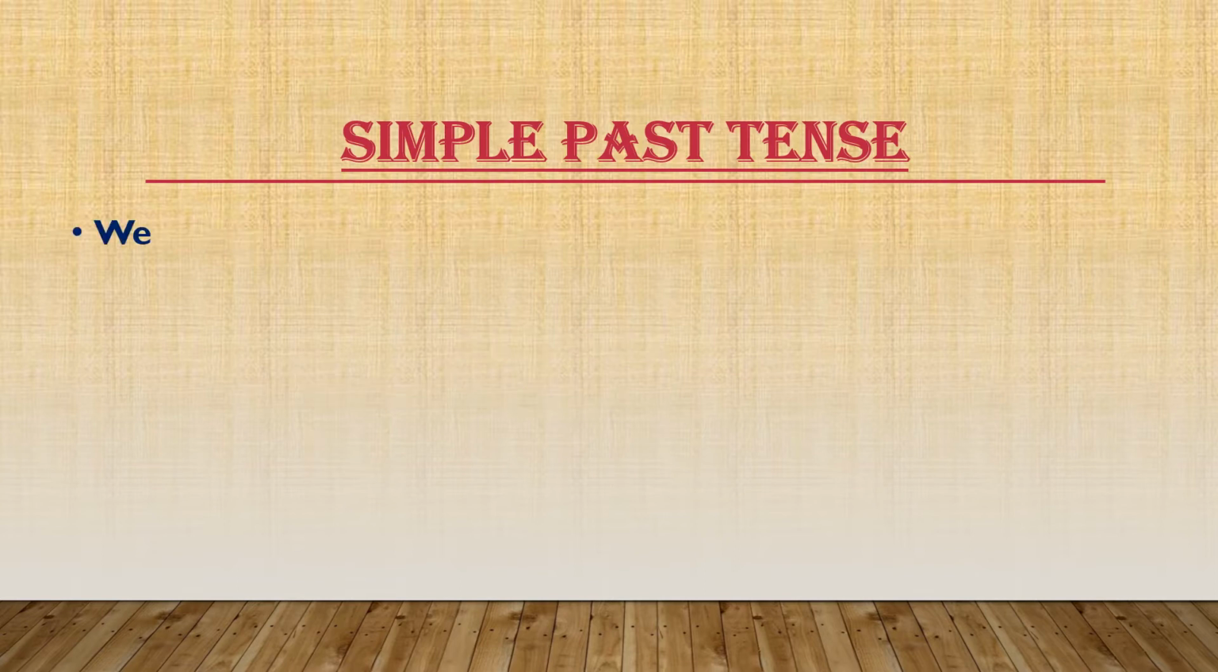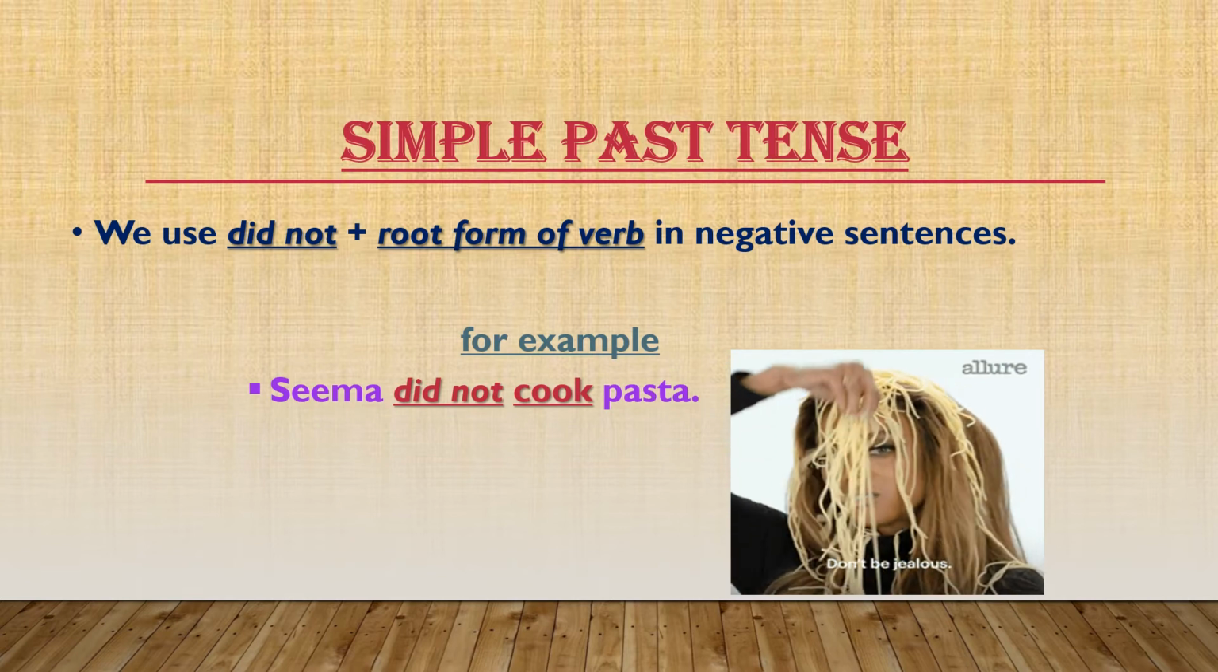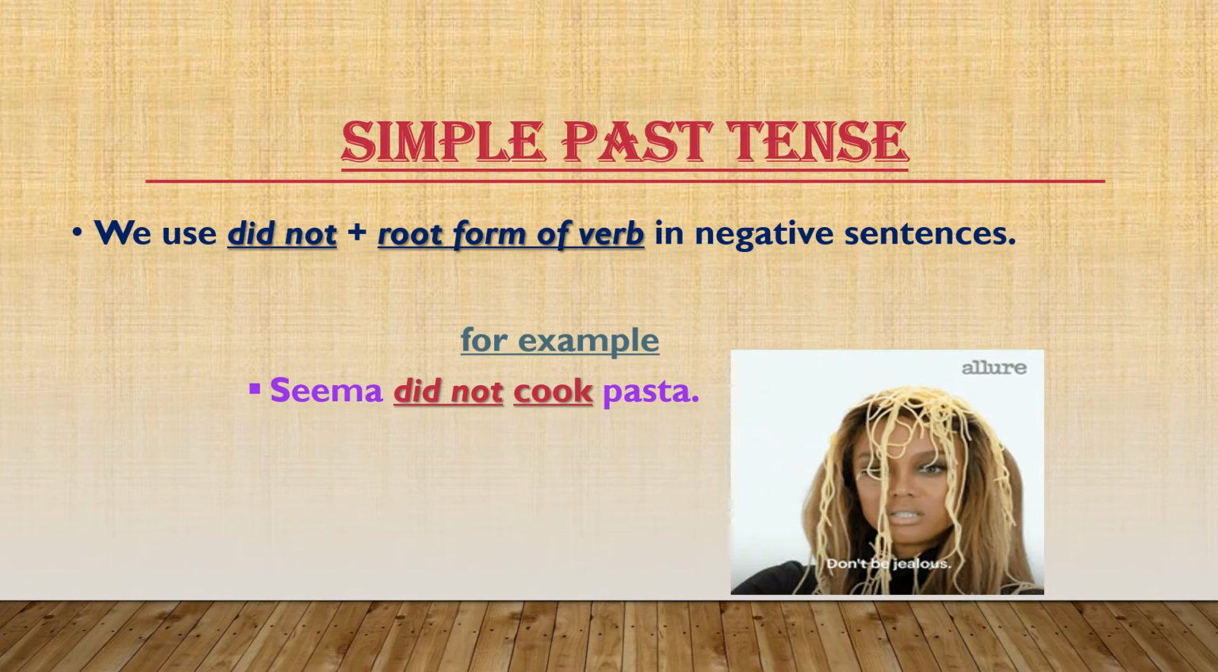In case of negative sentences in simple past tense, we use did not plus root form of verb. So just before the root form of verb, the base form of verb, we will use did not to express the negativity in the sentence. Let us take an example for the same. Seema did not cook pasta.